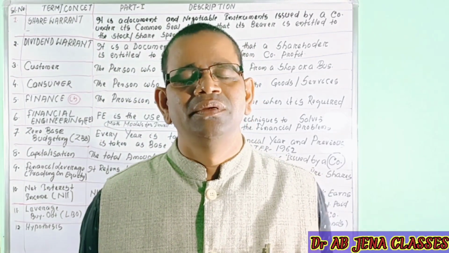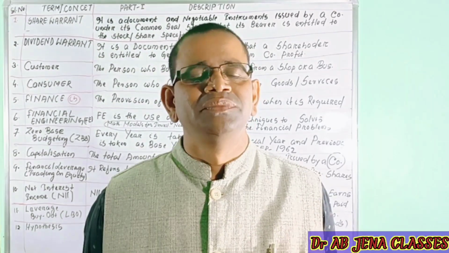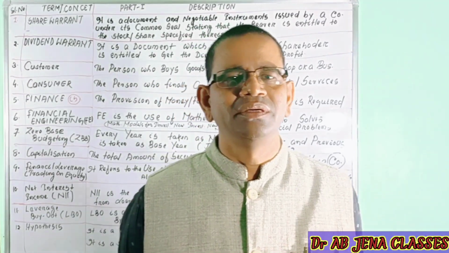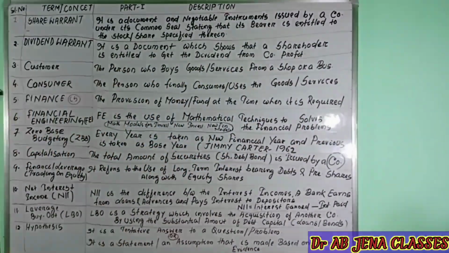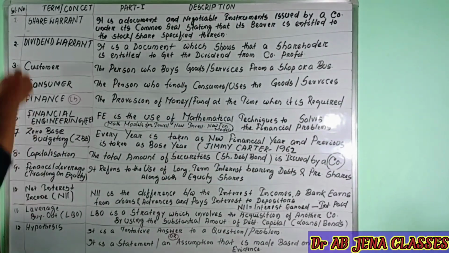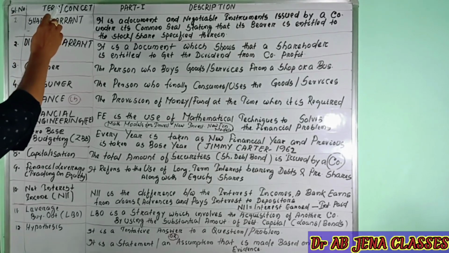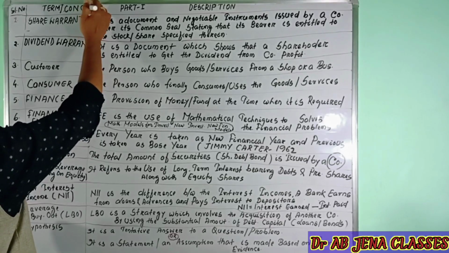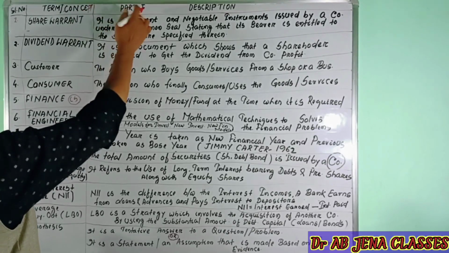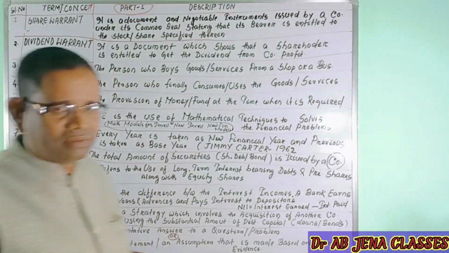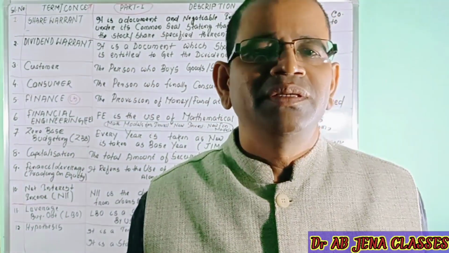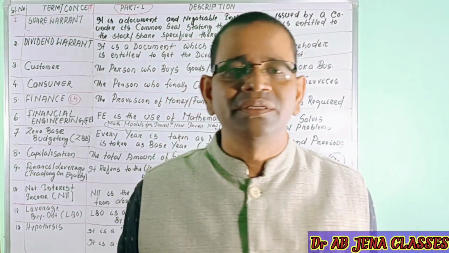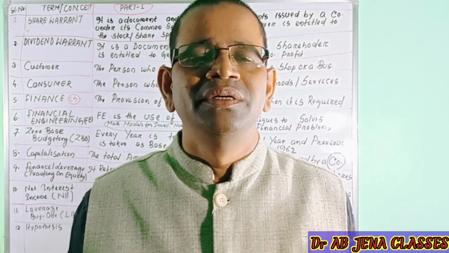Just spare 10 to 12 minutes and you will get more idea. Before the discussion, kindly take a screenshot. The first column is the serial number, then the terms or concepts. This is part one. Very soon you will get part two of the various important terms or concepts related to the commerce, management and economics subjects.